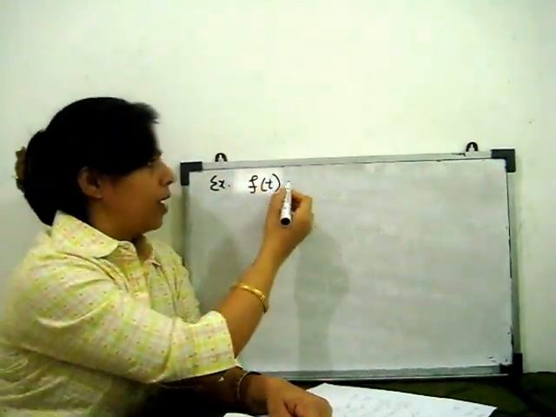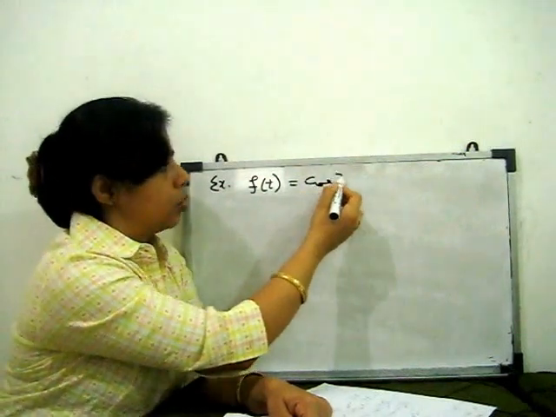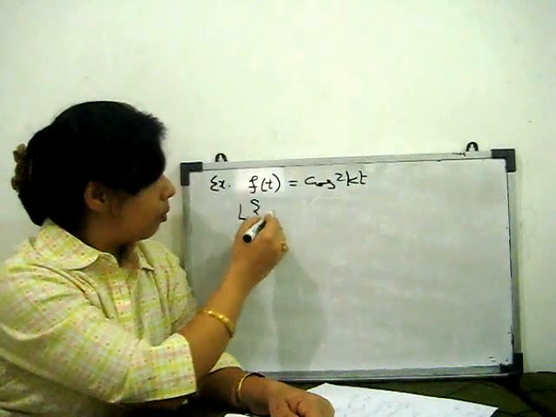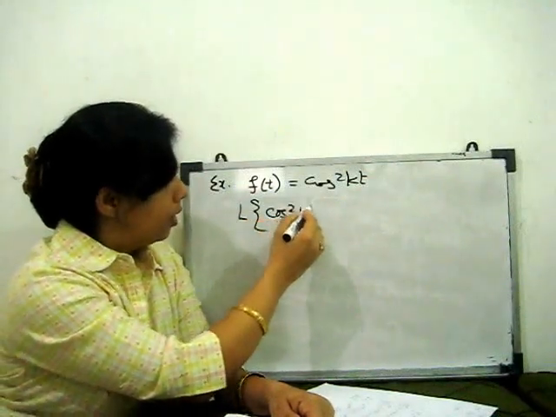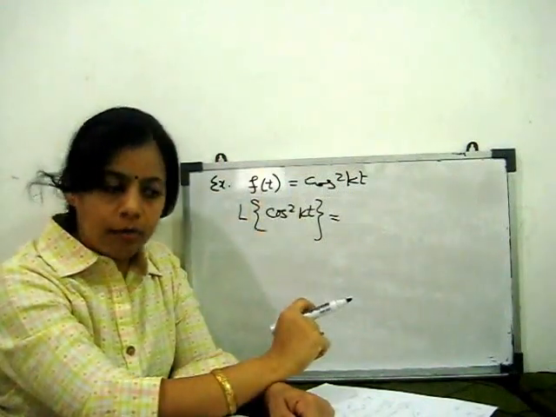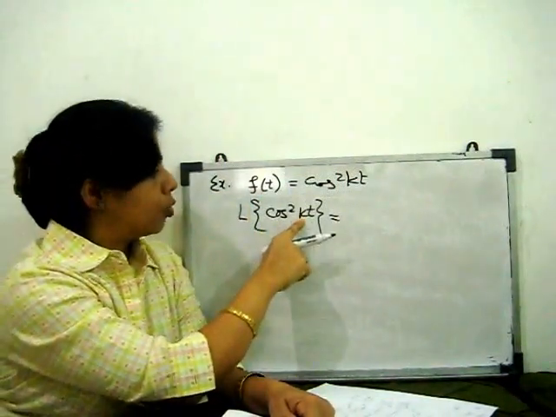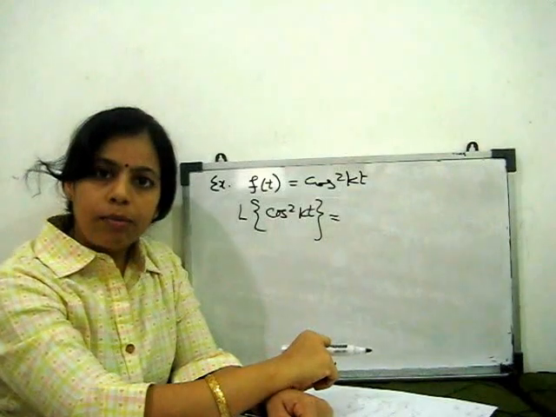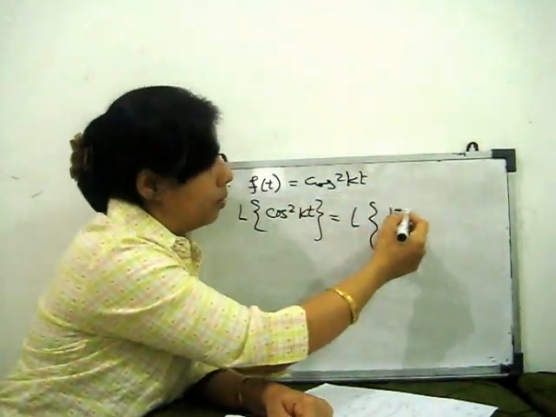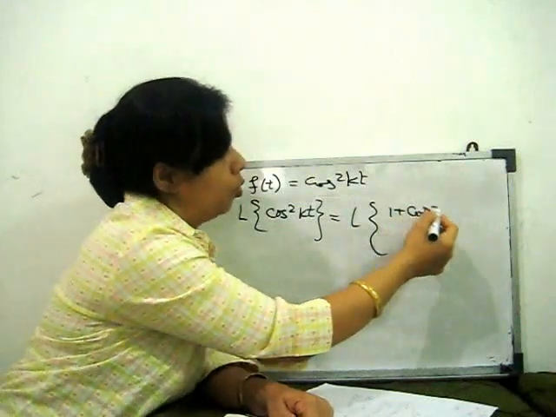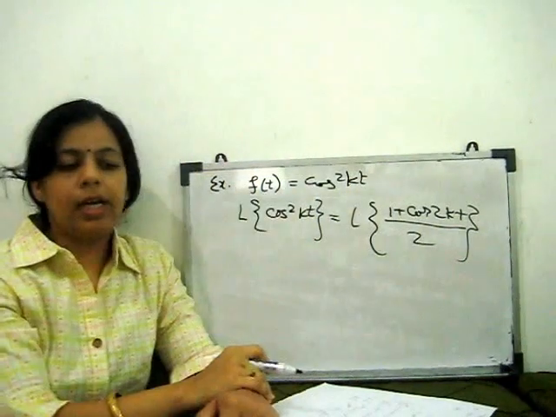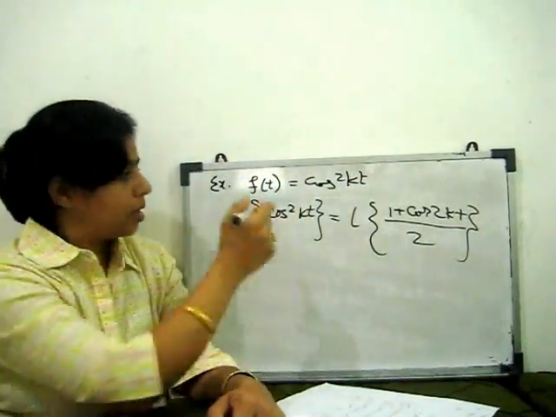Now, the function is cos square kt. Find the Laplace transform. We cannot do the Laplace transform of cos square kt directly, but we use one trigonometric formula: cos square t is equal to (1 plus cos 2t) by 2. So we break it into (1 plus cos 2kt) by 2. Clear? Now we apply the Laplace transform.